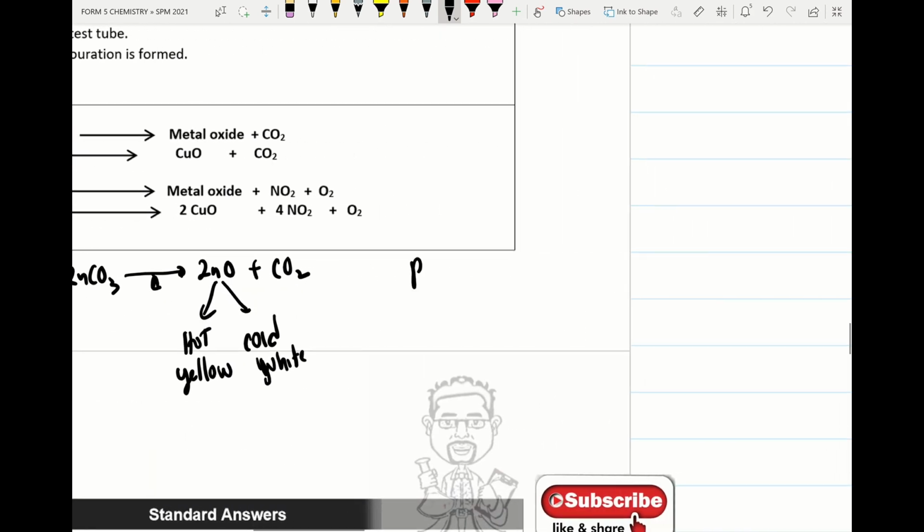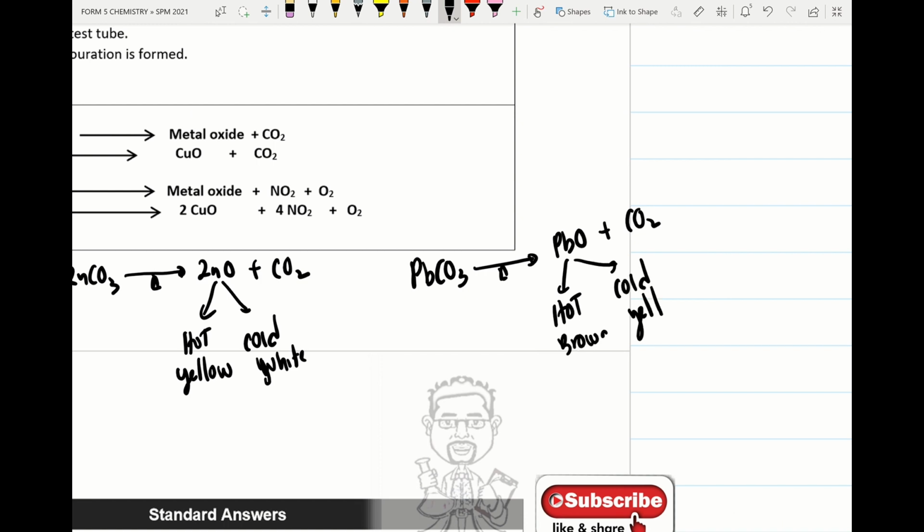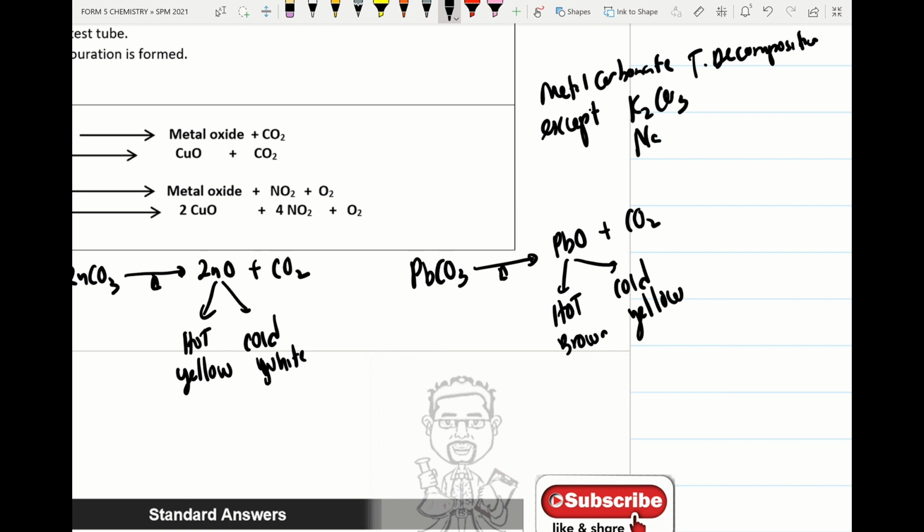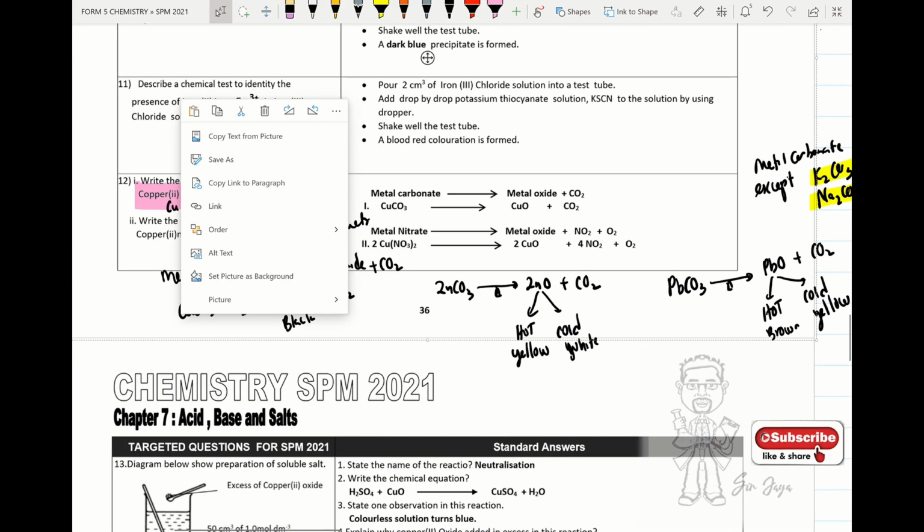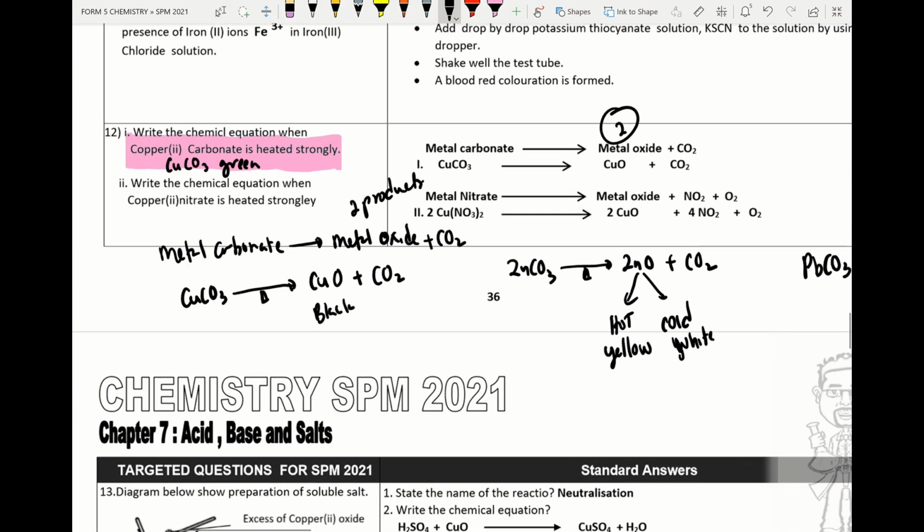And one more, please remember when lead(II) carbonate is heated, we will get lead(II) oxide plus carbon dioxide, and this one is brown when hot and yellow when cold. Please remember all metal carbonates can undergo thermal decomposition, except potassium carbonate and sodium carbonate, which do not undergo thermal decomposition. Please remember this point. So here we have two products when the compound is a metal carbonate.